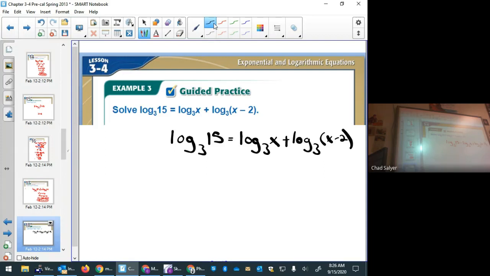Now be careful with this one because this plus sign means it's the product property, not the quotient property. So we're going to multiply here. So it's x times x minus 2, which is just a simple difference. You'll only need to rewrite that right side of the equation.